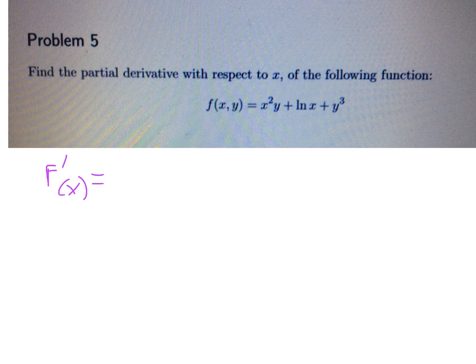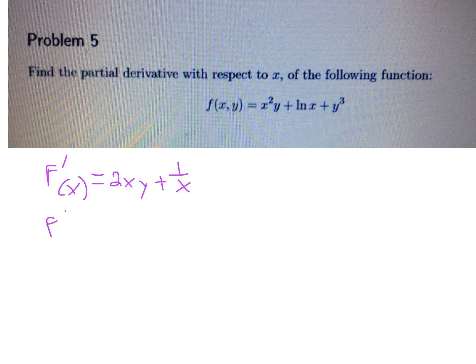The derivative of x squared is just 2x, and then we've got the y as a constant. The derivative of ln x is 1 over x. For y cubed, we don't have an x value there, and so we're not going to get a derivative for x in that term.